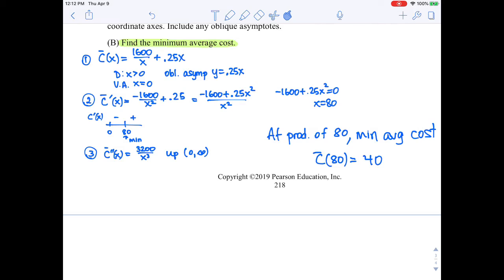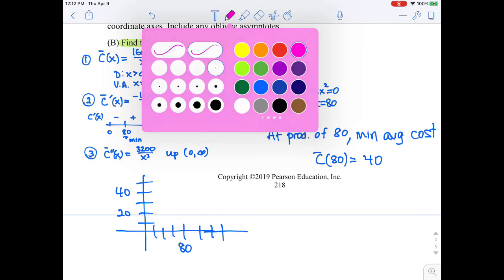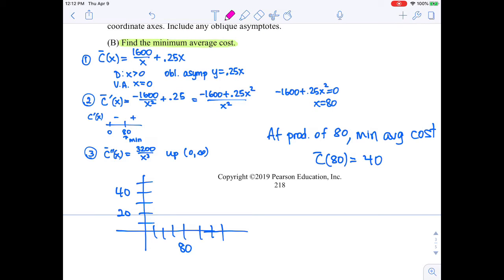You needed to find the average cost function. The oblique asymptote is there. If you want to graph it, certainly in order to solve the problem you don't have to, but I will add that on here real quick. Maybe it makes it a little bit easier for you. I'm going to count by 20s, 40, 60, 80, and I'm going to count by 10s over here. Then I'll just do a quick graph for you.